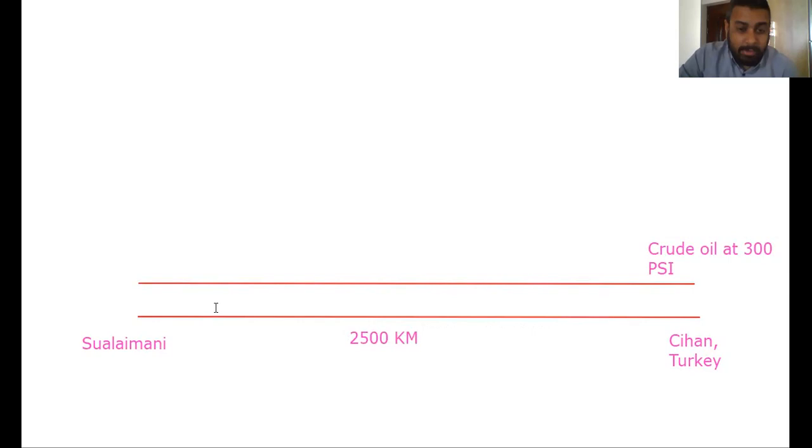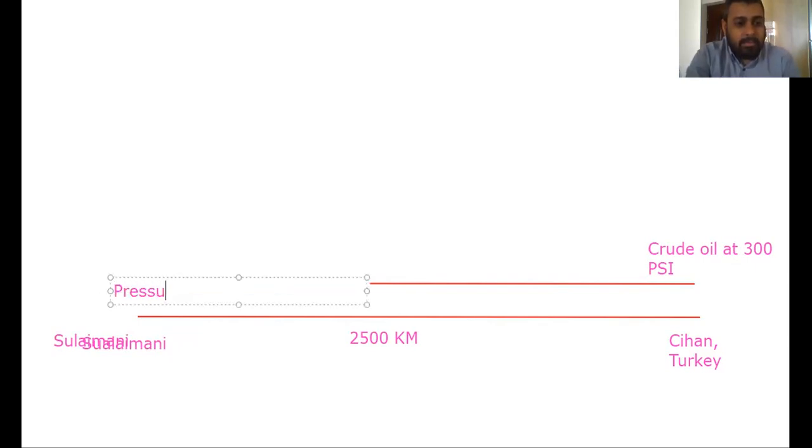So you have a huge long distance pipeline starting from Suleimani to Turkey, and the customer wants to have 300 psi. So the question comes here, what should be the pressure at this point? What should be the API gravity? What should be the density?